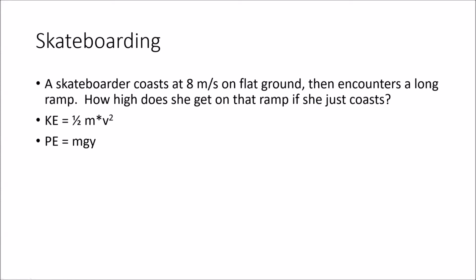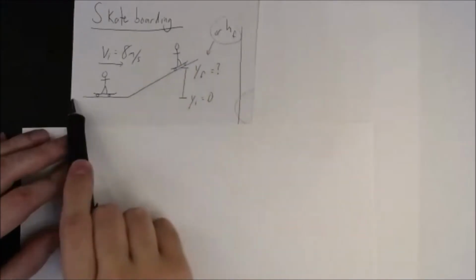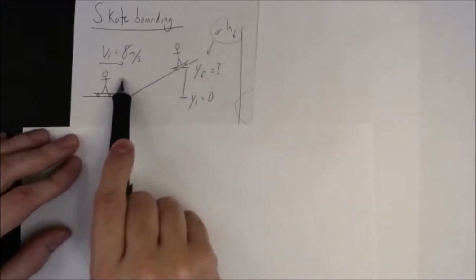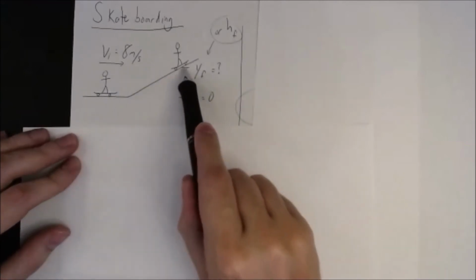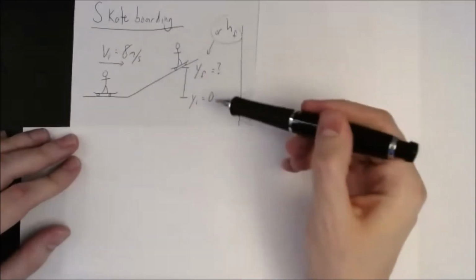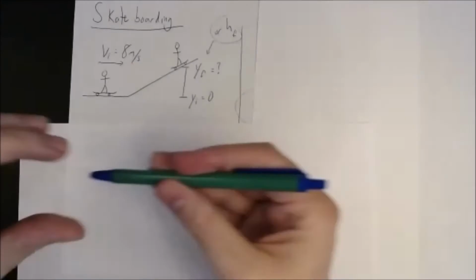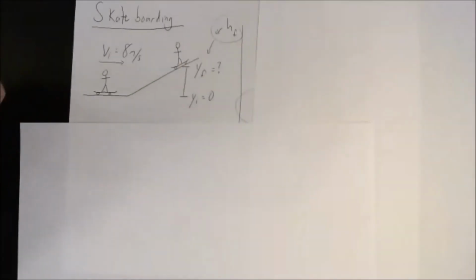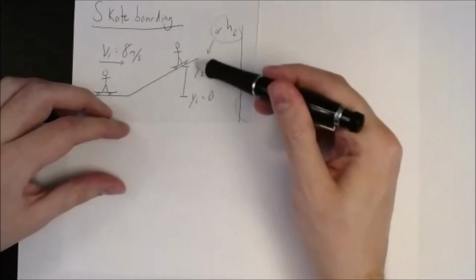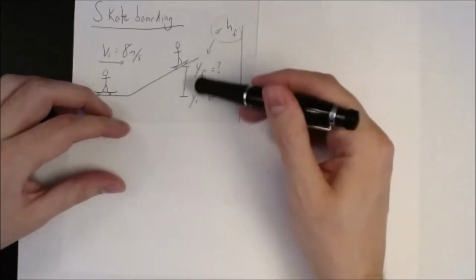A skateboarder coasts at 8 meters per second on flat ground, then encounters a long ramp. How high does she get on that ramp if she just coasts? I've drawn up the setup. We've got the skateboarder, initial velocity 8 meters per second. Goes up this ramp. If we set the height, the y initial, to be 0 down there at the bottom of the ramp, we need to find out how high up she goes, or the height final there.